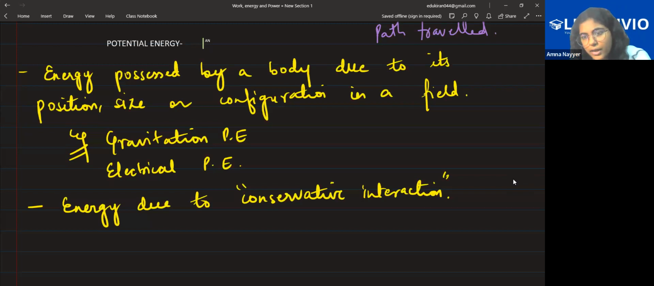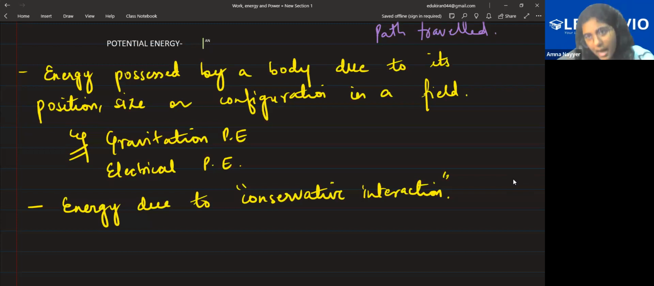Likewise, you have the case wherever you see two objects are able to interact with each other. By interaction, what is meant? Interaction basically means both the objects are able to exert force on each other.